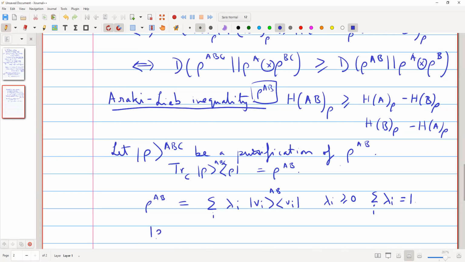And now I will write down a particular purification. I define |ψ⟩ to be the sum over i of square root lambda i, |v_i⟩ on the system AB, tensor |w_i⟩ on the system C. To write that, all I need is a bunch of orthonormal vectors |w_i⟩ on the system C, an orthonormal set.